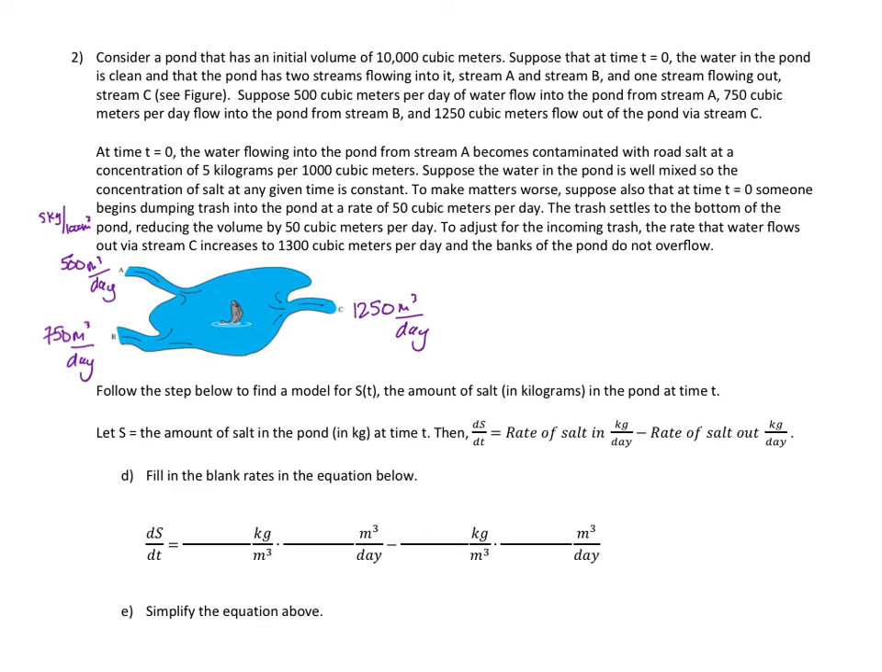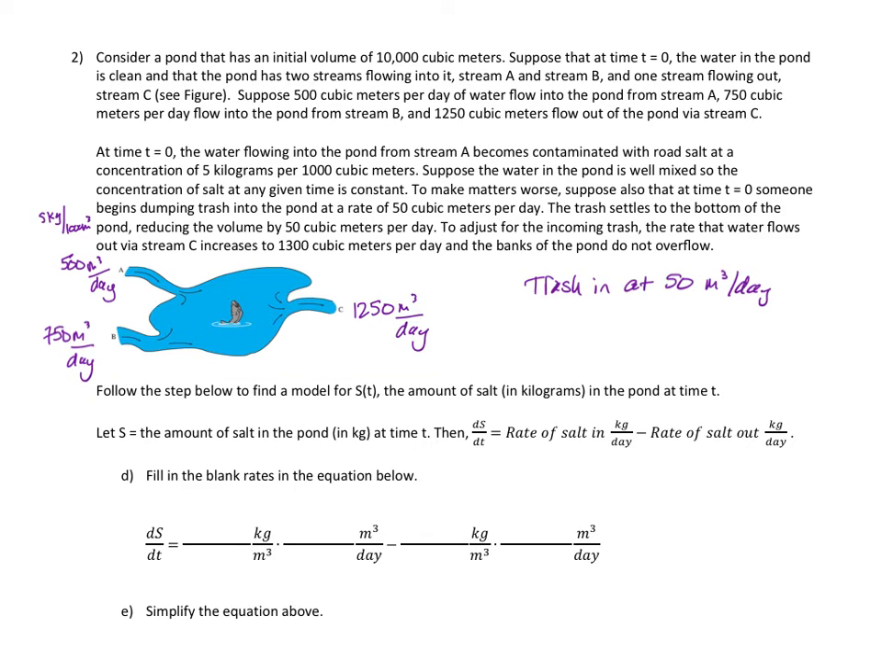And to make matters worse, suppose also that at time t equals 0, someone begins dumping trash into the pond at a rate of 50 cubic meters per day. So trash in at 50 cubic meters per day. Okay. The trash settles to the bottom of the pond, reducing the volume of the pond by 50 cubic meters per day. So the volume is now changing.